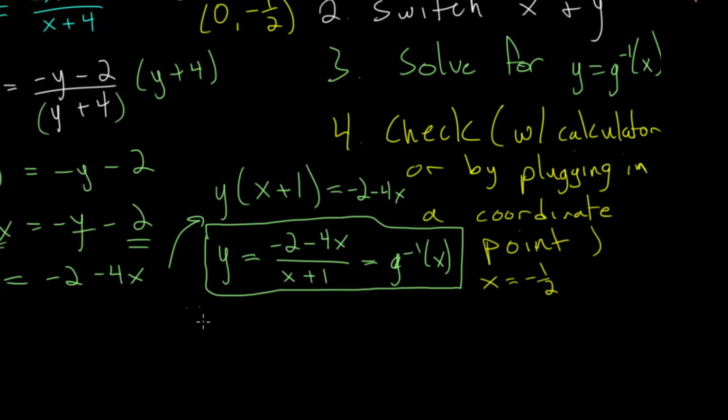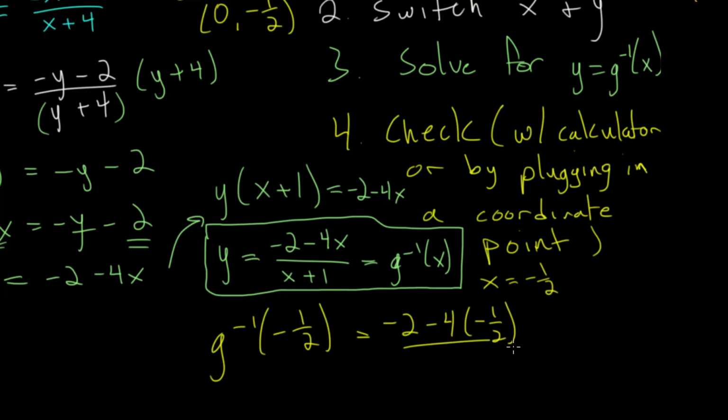I'm going to plug that into our inverse function. So we have g inverse of minus 1/2. And in the numerator, we get minus 2 minus 4 times that minus 1/2 all over minus a half plus 1. And notice in the numerator that we're subtracting a negative, so this just becomes positive. So you get minus 2 plus, and then 4 over 2 is just 2. So we're going to get 0 in the numerator and a half down below. But 0 divided by anything is 0.